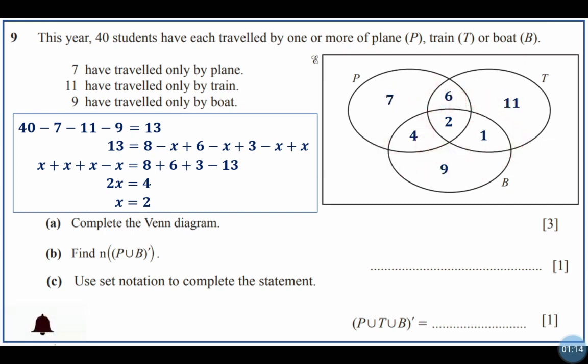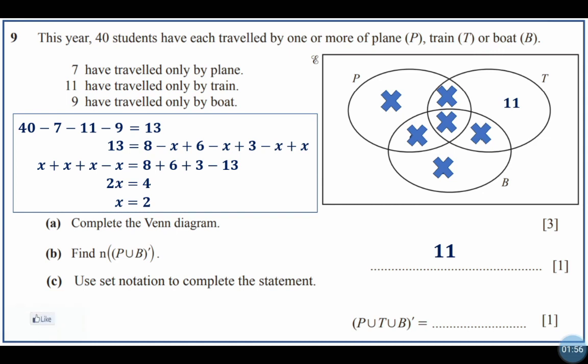Okay, next, find the number of, okay, not, so you will see the symbol not there, not the union of P and B. So P and B is this. Union meaning everything that is on B and on P. Okay, so I have 7, 6, 2, 4, 9, and 1. But since there is a not there, I am not going to consider that, so I will cross those things out. So what will be left behind will be 11. So our answer for letter B is 11.